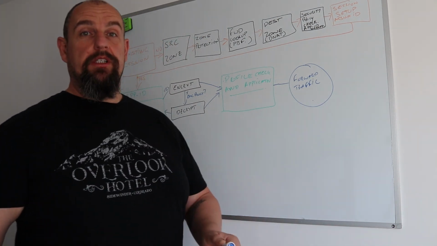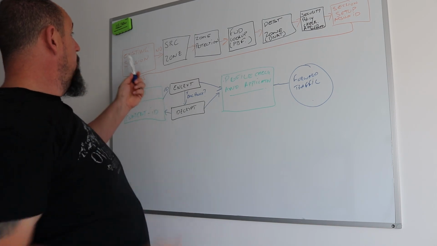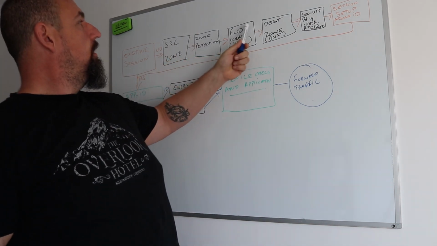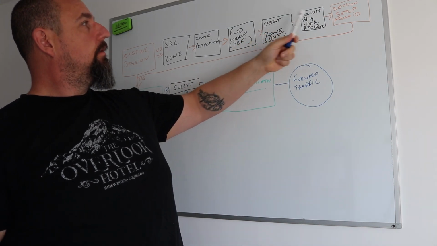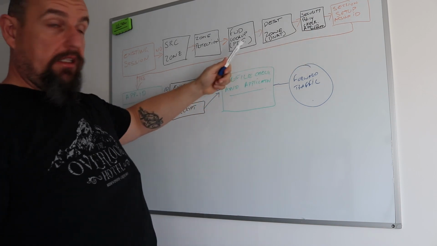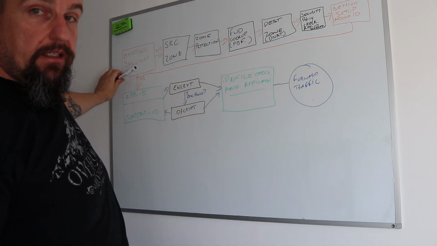Okay, so that is pretty much it. That's how it's working. So existing session, no. Source zone protection, forwarding lookup, destination zone, security policy check, without app ID, session set up and assign the ID. Once it's assigned the ID, then it continues through here.